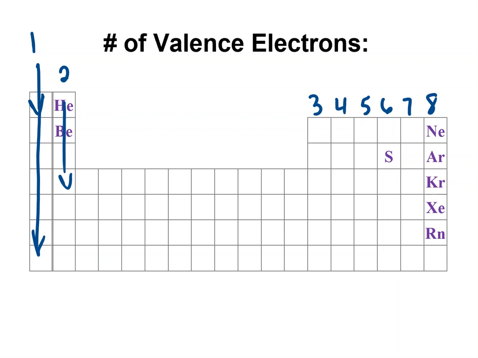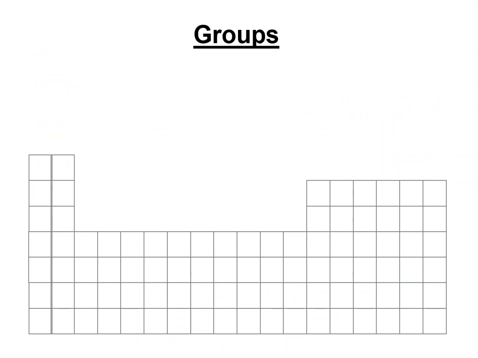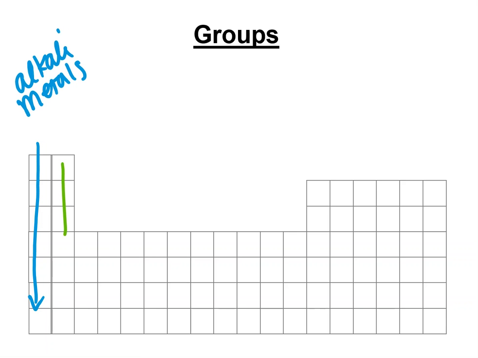And another thing we know, we've been calling a column a group, so that's true. But you need to also know that sometimes we call a group a family. Just another term for the same thing. There are several family names you need to know. This first column, those are the alkali metals. Next door, we have the alkaline earth metals.